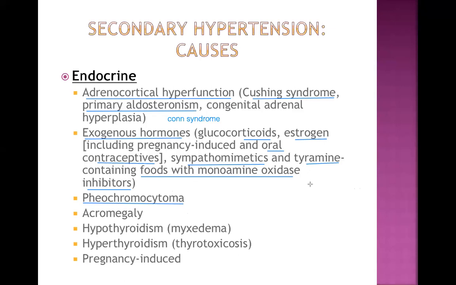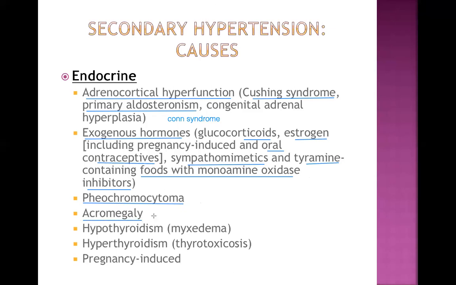So we always suggest this: do not give tyramine containing food like cheese. Cheese is one of the important examples, and wine is another one, with monoamine oxidase inhibitor. Phenelzine and tranylcypromine are monoamine oxidase inhibitor drugs. Now acromegaly is another disease.